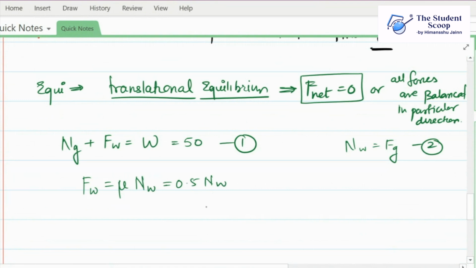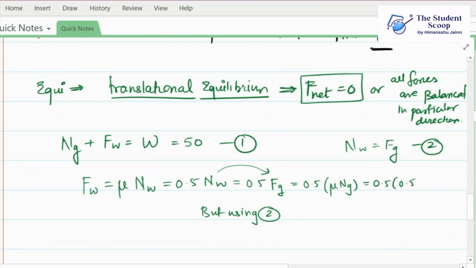But using equation 2, we can write the NW is equal to Fg, correct? From equation 2. And the friction force from the ground is equivalent of coefficient of friction times the normal force from the ground. So this will be 0.5 times 0.5 times Ng, which is basically 0.25 Ng. Okay. So what we got is this equation for Fw.